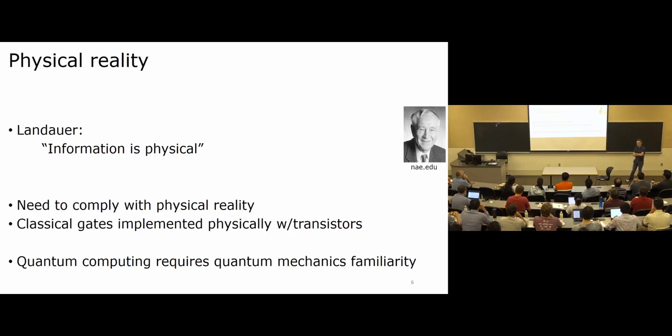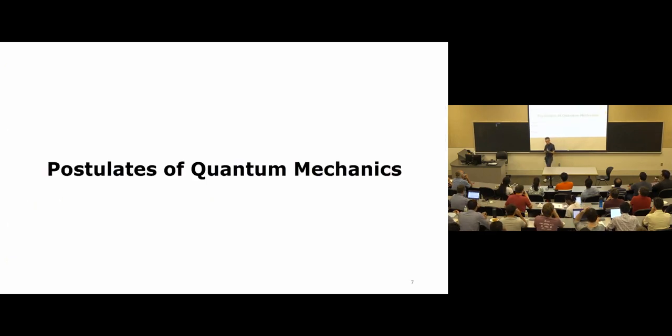But the physicist Landauer said that information is physical. So every information processing device is a physical device, and it needs to adhere to physical reality. And in the classical world, our classical computers are implemented with transistors, and of course they're physical devices and they work well. And in the quantum computing world, we need to rely heavily on deep intricate properties of quantum mechanical devices, so that motivates us to study them. And we are going to begin by discussing postulates for quantum computing, quantum mechanics, three postulates.